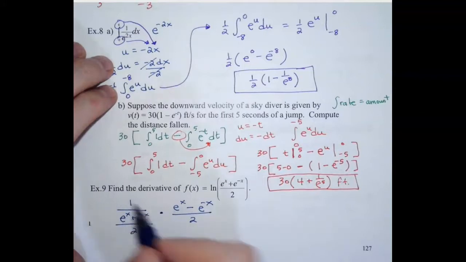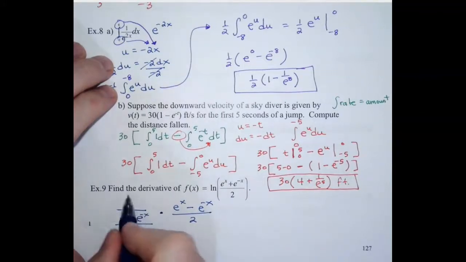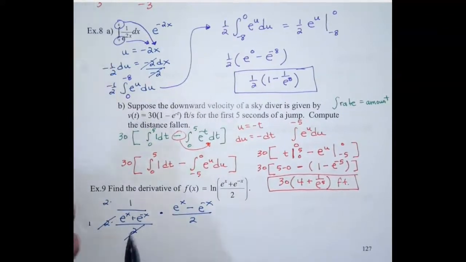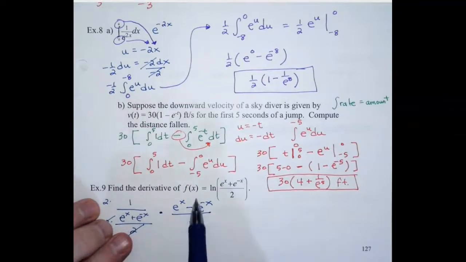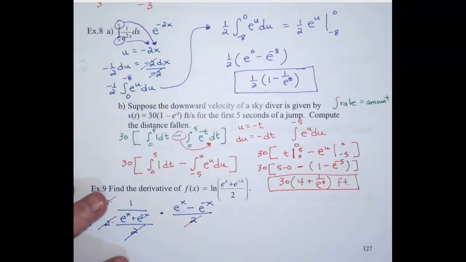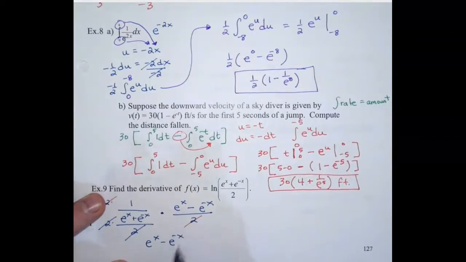Okay, so now we can treat this as a complex fraction. So we have a fraction and a fraction. This is 1 over 1. So we're going to multiply that by 2, and we're going to multiply this by 2. So these are going to cancel out. So now we just have 2 over this times this over this. So these 2's are going to cancel also. So now we're down to e to the x minus e to the negative x over e to the x minus e to the negative x. Alright?